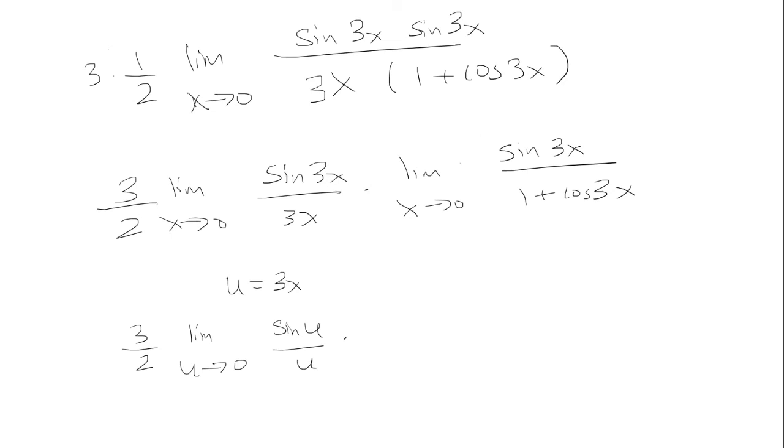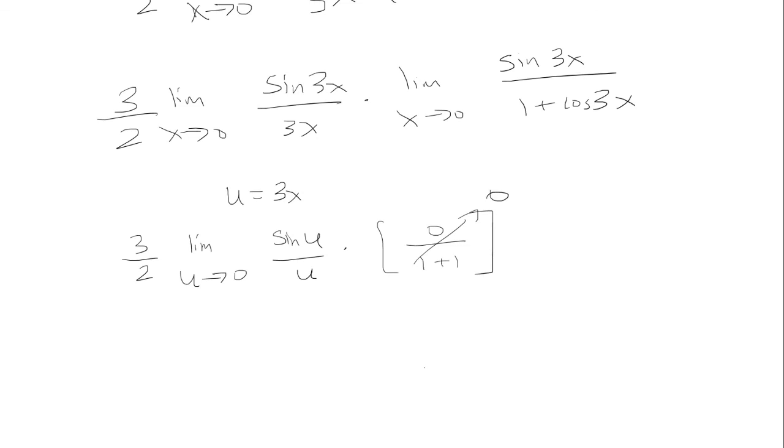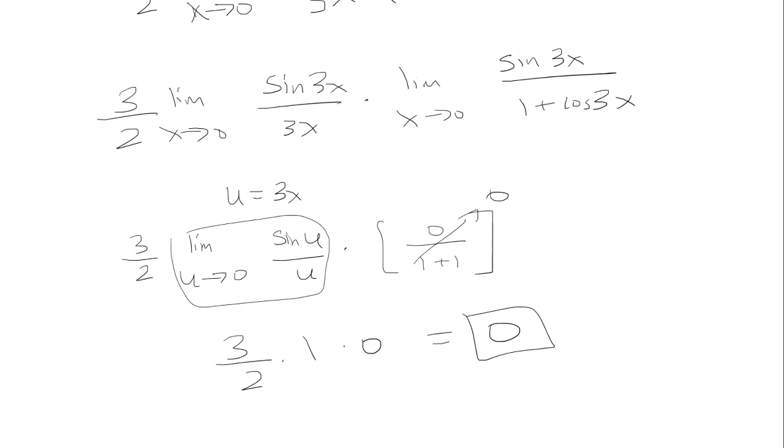And the nice thing is, if I plug in x equals 0 into sine 3x over 1 plus cosine 3x, I get 0 over 1 plus 1, which really is 0. So at this point, I could just say the limit is 0. But if I want to show more work, I know now that this limit is 1. So it's 3/2 times 1 times 0. And the limit is 0. And that's the final answer.